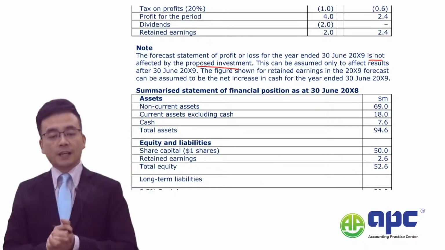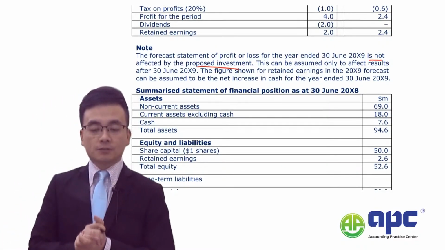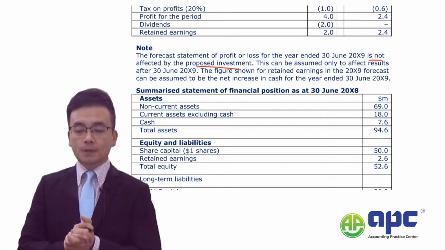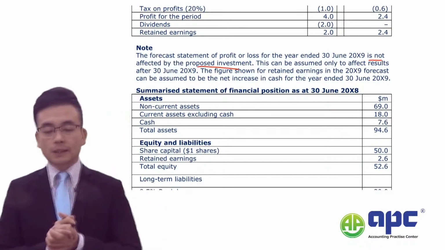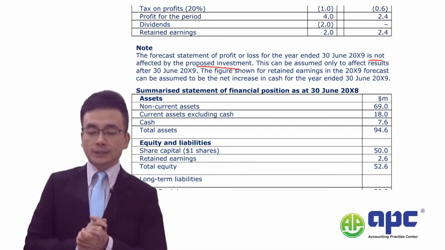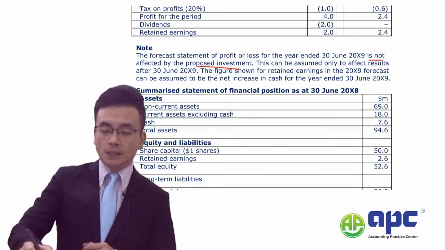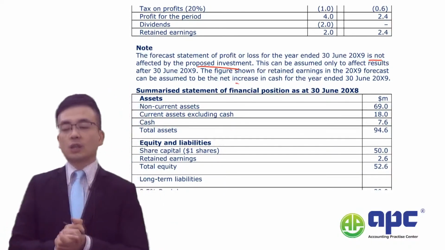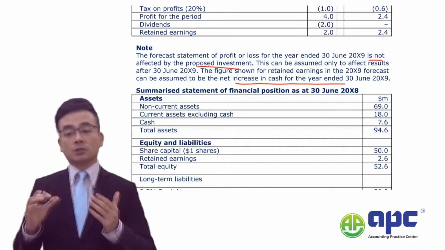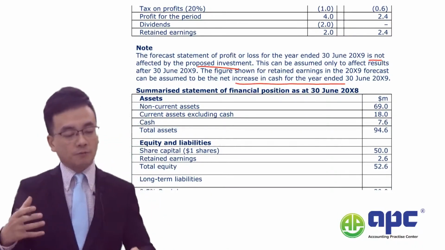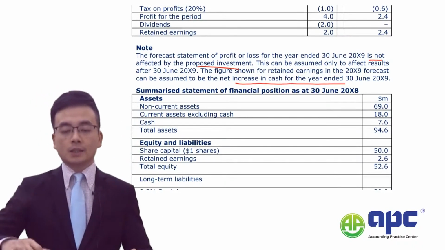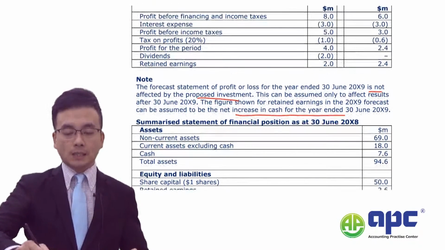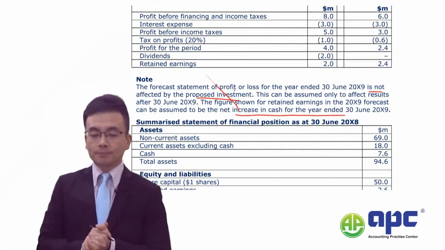Assume only to affect result after 30th June X9. And we are assuming that the figures shown for the retained earnings can be assumed to be the net increase in cash and nothing to do with the accrual stuff. So making no further adjustment in the retained earnings, being cash profit.